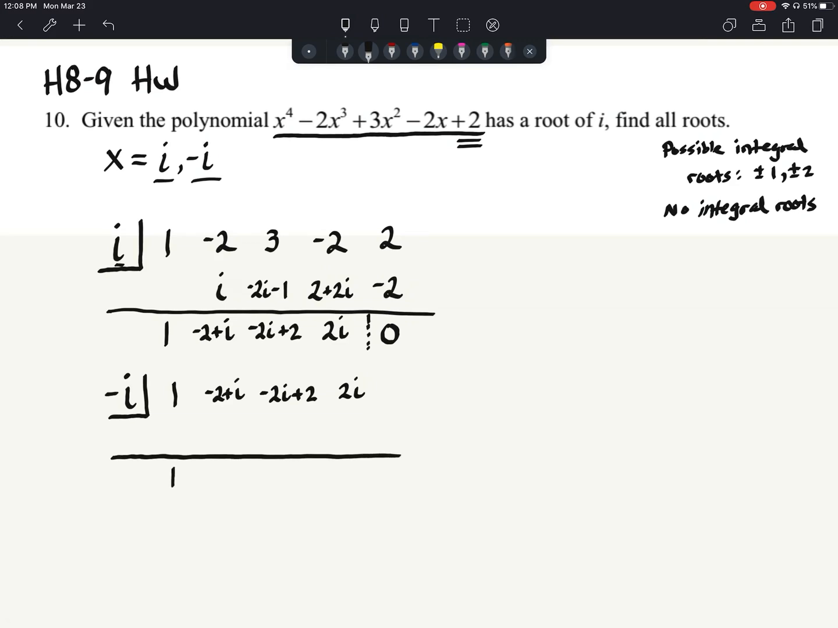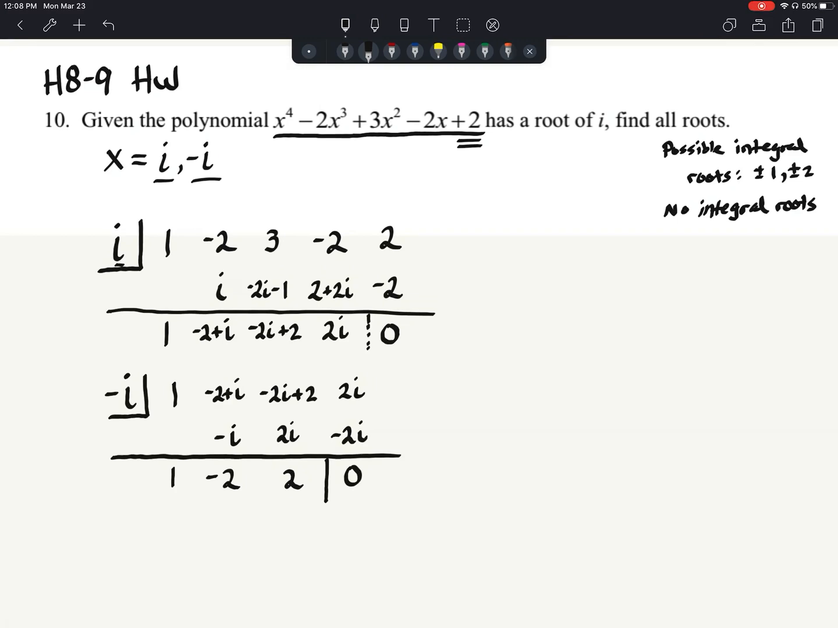So bring down our 1. Times negative i is a negative i. When we add negative 2 plus i plus a negative i, we're going to get negative 2. Negative 2 times negative i is going to be positive 2i. Look what happens here, our i's cancel again. Now we have just positive 2. And then 2 times negative i is going to be a negative 2i. And when we add those together, we get 0 for the remainder.